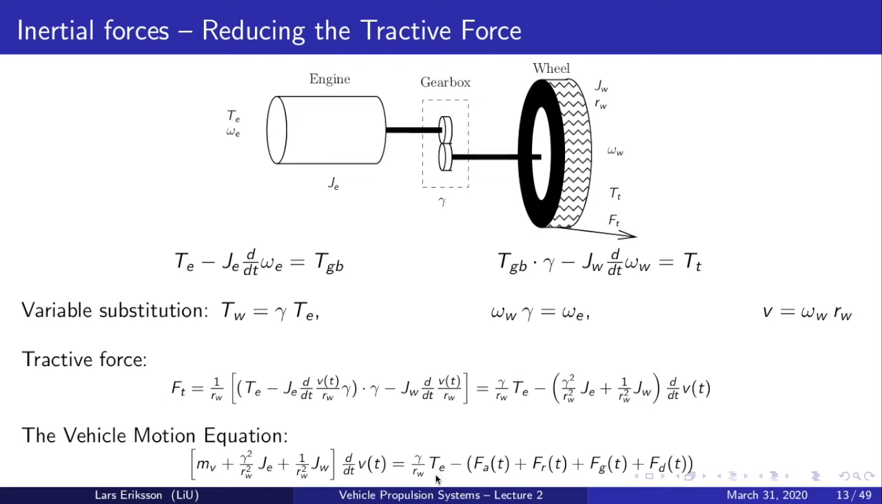We have the torque that comes from the engine that drives the vehicle forward, and then we have the lossless air drag, rolling resistance, gravitational, and the disturbance. We will not use the disturbance force actively in this course. It's there to illustrate that we can have wind disturbances and other things influencing the behavior of the vehicle.